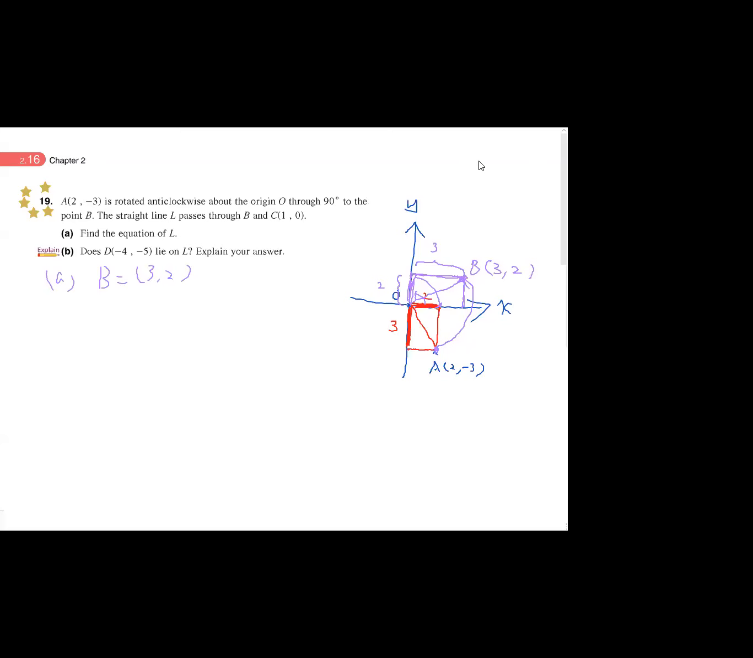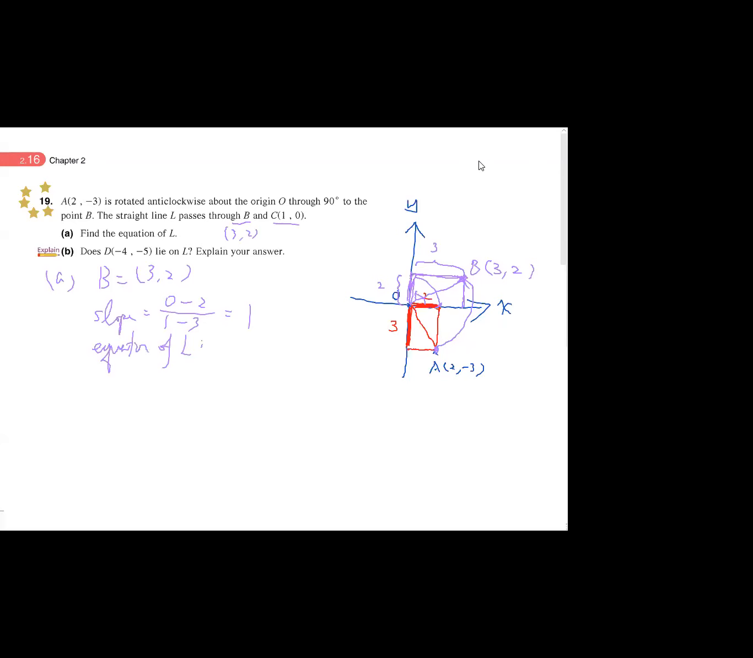The question asks you to find the equation of L. L is a straight line passed through point B and point C. So we have 2 points, and we have the coordinates of the 2 points now. So we just choose B as a point, and then for the slope, we use the slope formula: (y2 minus y1) over (x2 minus x1). So that should be equal to 1. And then we have the equation of L.